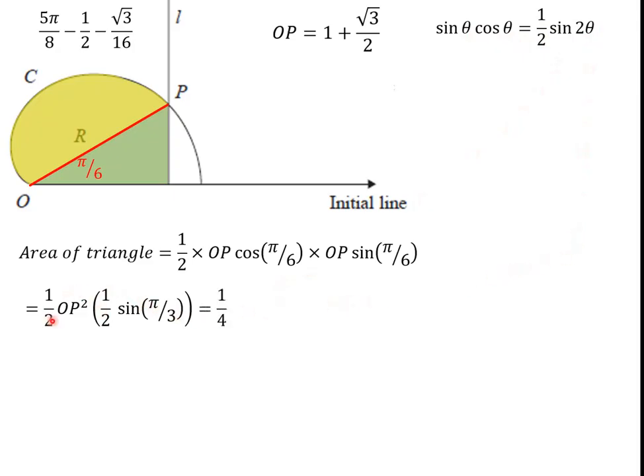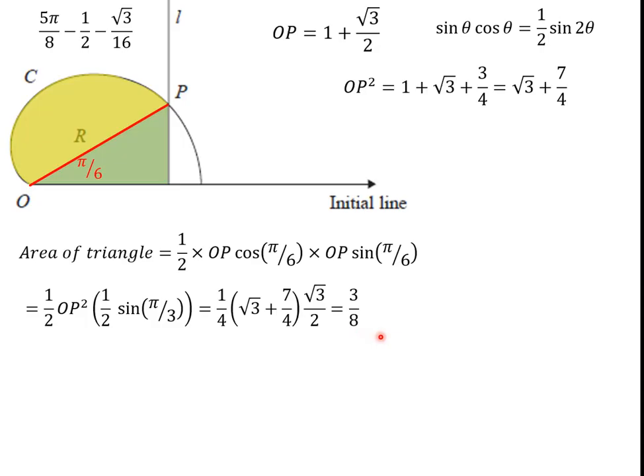Which means I've got a quarter, and then I need OP squared. So I'm going to square this. I get 1, 2 lots of 1 times root 3 over 2, and then root 3 over 2 squared, which is 3/4, which is root 3 plus 7/4. And then I need sine of pi over 3, which is root 3 over 2. So I've got a quarter times 7/4 times root 3 over 2, which is 7 root 3 over 32. And the root 3 plus part gives a quarter times root 3 over 2, which is root 3 over 8.